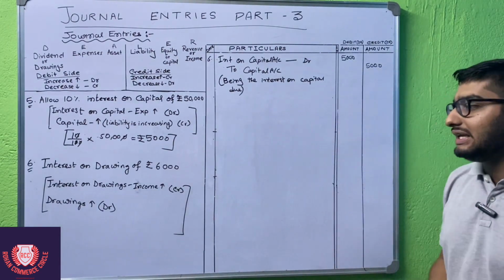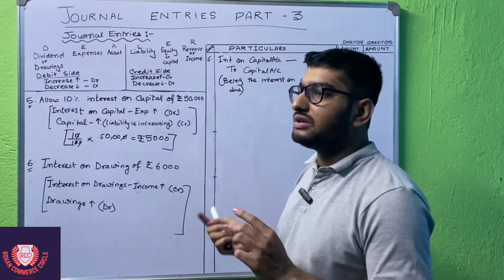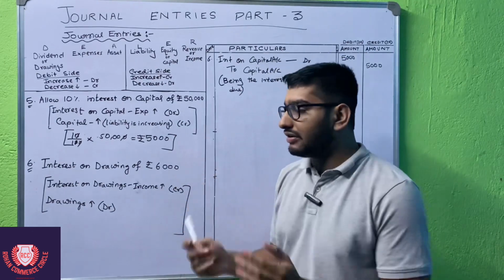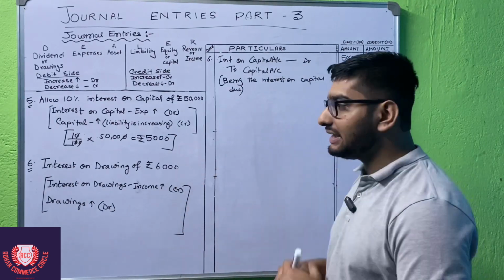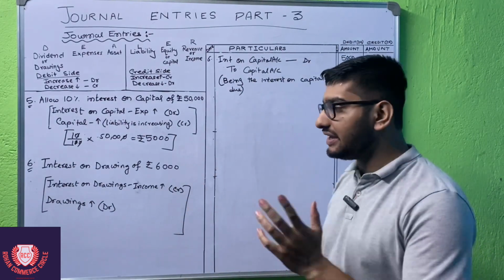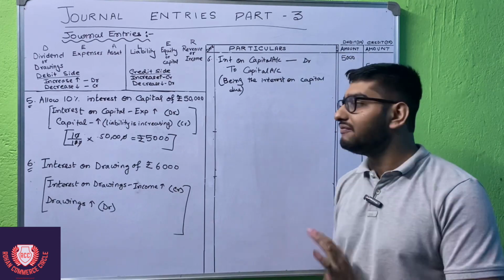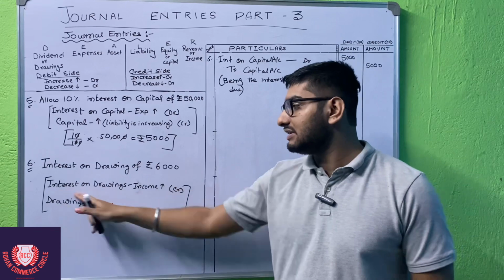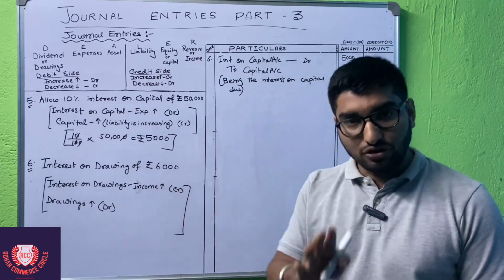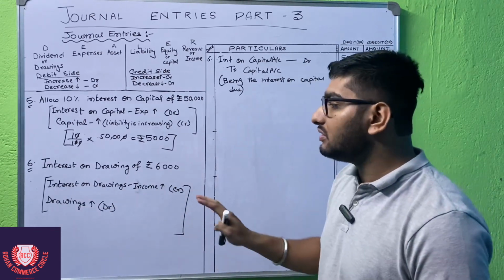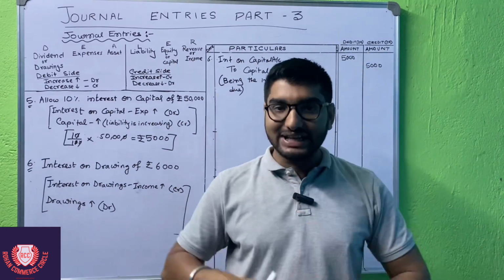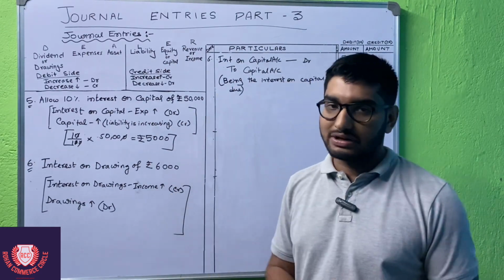Interest on drawing is just the opposite of interest on capital, students. So interest on drawings means we are getting the interest from the owners, already I have explained it. So that is an income for us. As the interest on capital is an expense, the interest on drawings will be an income. I hope you are understanding this part. So interest on drawing is an income. Why is it an income? Because we are getting it from the business owners, right?